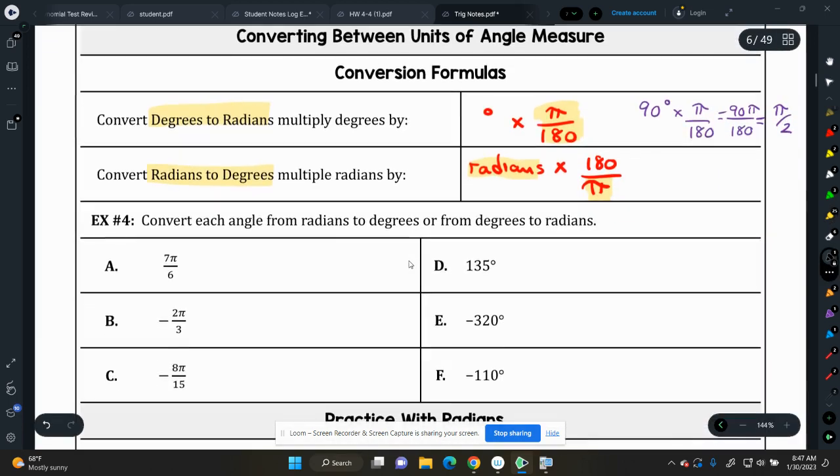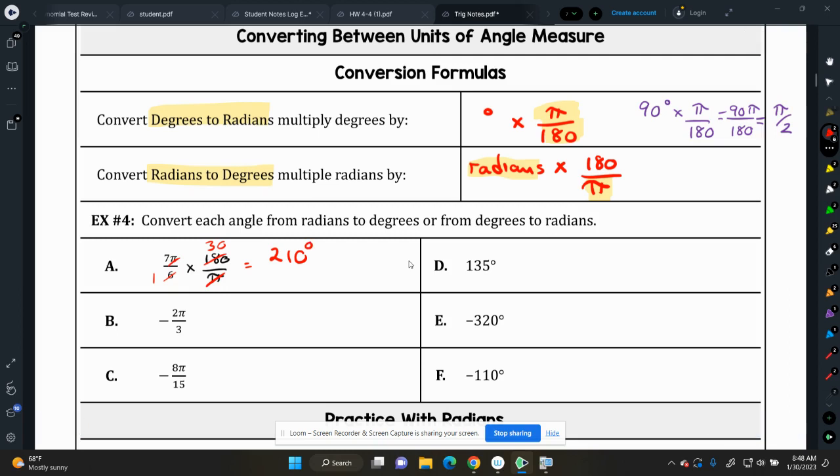Okay, so if we're converting each angle from radians to degrees, here we have radians. I know it's radians, for one thing, because there's no degree symbol. I want to convert it to degrees, so I want to get rid of this pi. So we're going to multiply by 180 over pi. Okay, so we're going to reduce. 6 goes into 6 once. It goes into 180 30 times. So we've got 7 times 30 is 210. The pi's are going to reduce. So that's 210 degrees.